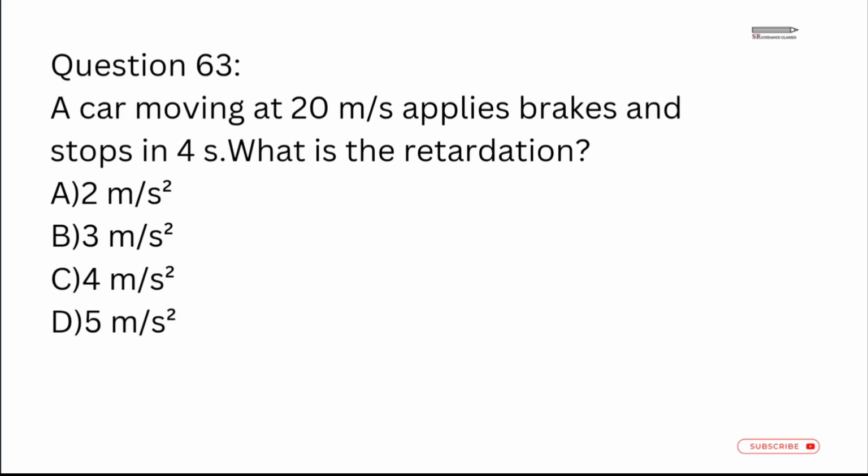A car moving at 20 meter per second applies brakes and stops in 4 seconds. What is the retardation?